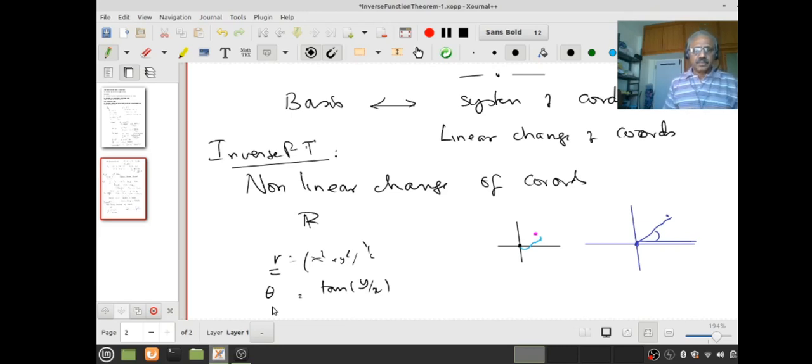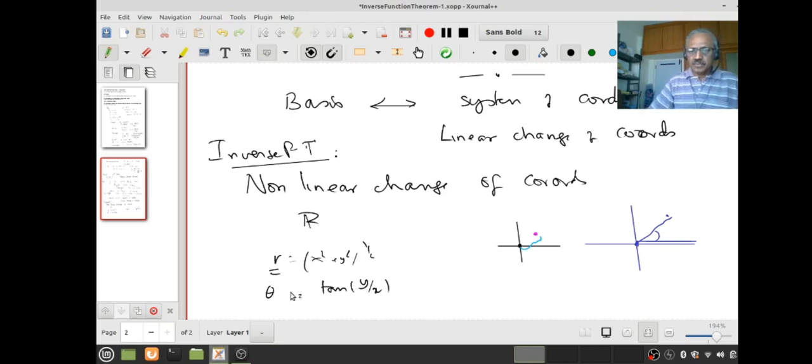Depending upon the situation, instead of the usual Cartesian coordinates x, y, I would like to change into polar coordinates. In R3, spherical polar coordinates, or sometimes even cylindrical coordinates. You see that? So these are all non-linear changes of coordinates. What the inverse function theorem talks about is change of coordinates, non-linear change of coordinates.